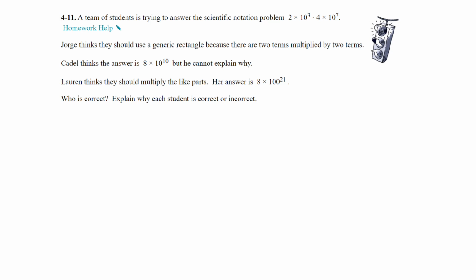So for each of these, it is multiplication. Jorge is incorrect because with the generic rectangle, we're looking for 2 terms. There is not 2 terms. These are both being multiplied. They're not being added. So you would need addition to have the 2 separate terms. So Jorge is not correct.